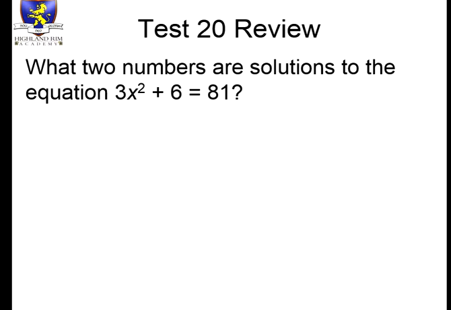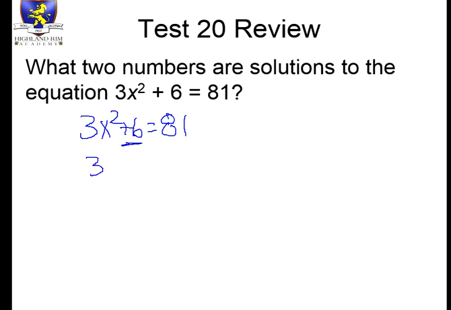What 2 numbers are solutions to the equation? This one's fun. 3x squared plus 6 equals 81. So let's write it out. 3x squared plus 6 equals 81. And you all know what the first thing to do is. The first thing we do, we got to isolate the x. So the first thing we want to do is get rid of this bad boy.